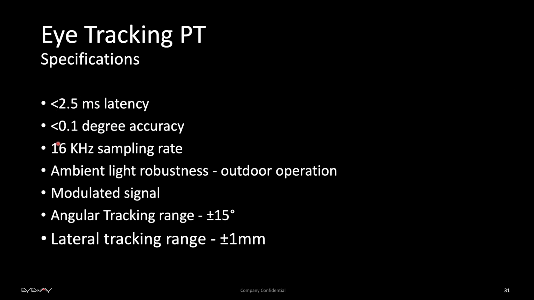The sampling rate of the system is 16 kilohertz, or it can be pushed even further, but we don't see any reason for this. We do not have any ambient light issues. We have modulated signals, so it's very robust to any other interference in the environment. The angular track range is plus minus 15 degrees. The lateral track range is plus minus 1 millimeter after the initial alignment, obviously. So you align the device, and then you have these parameters.